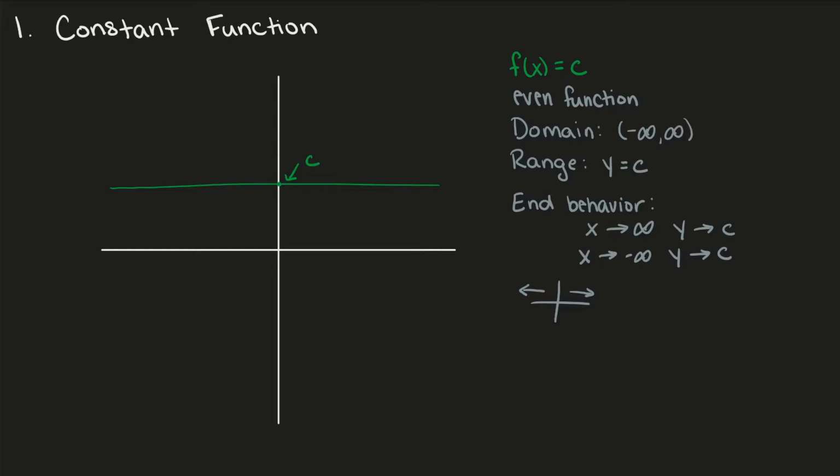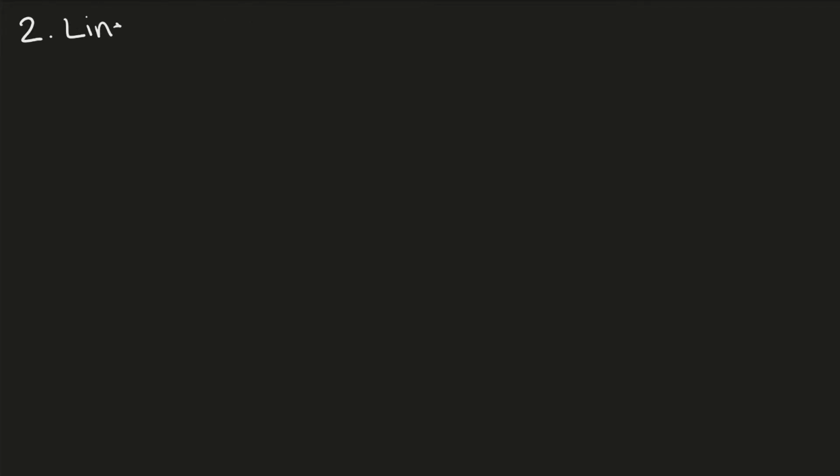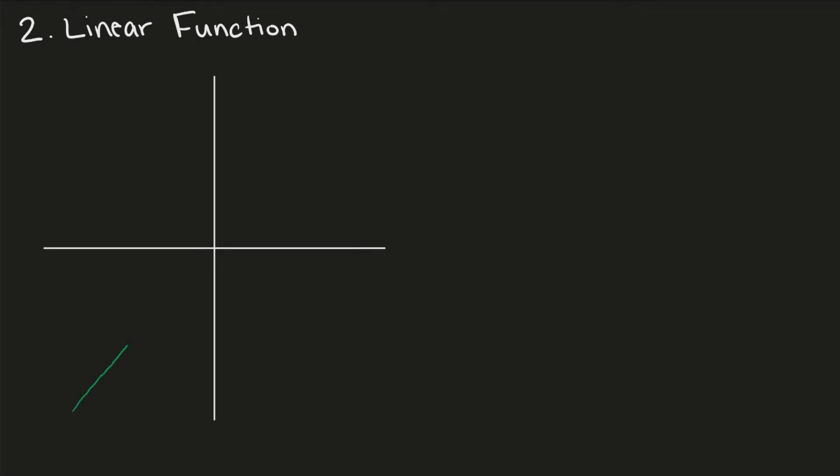Next, let's look at a linear function. We have the line f of x equals x. This is an odd function, so we can see that it is reflected across the line y equals negative x, but basically the diagonal line is where we have a reflection. It is not reflected over the y-axis.